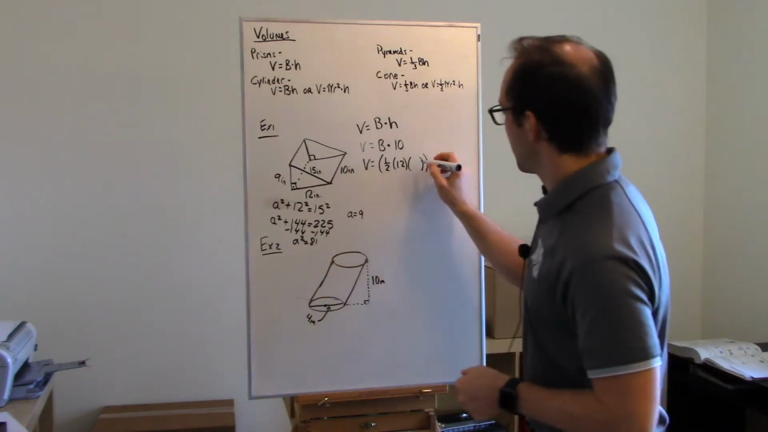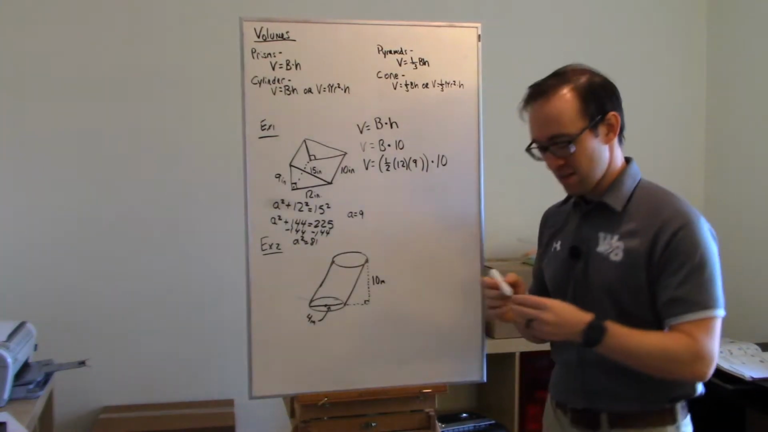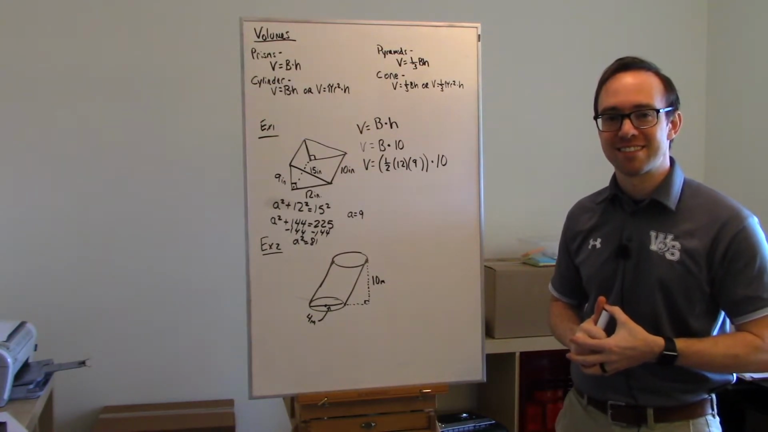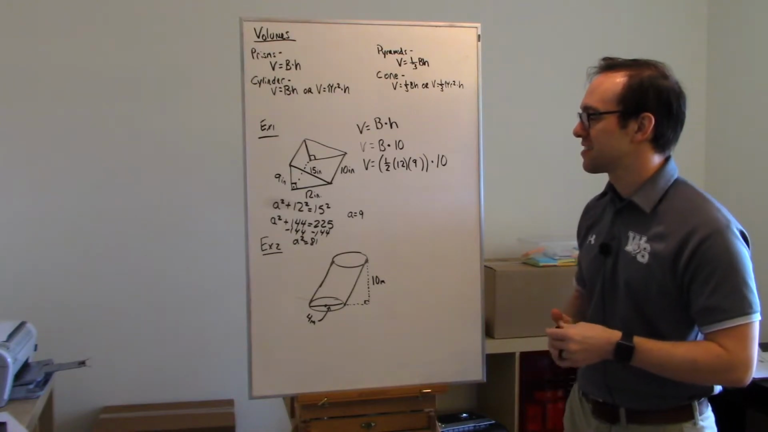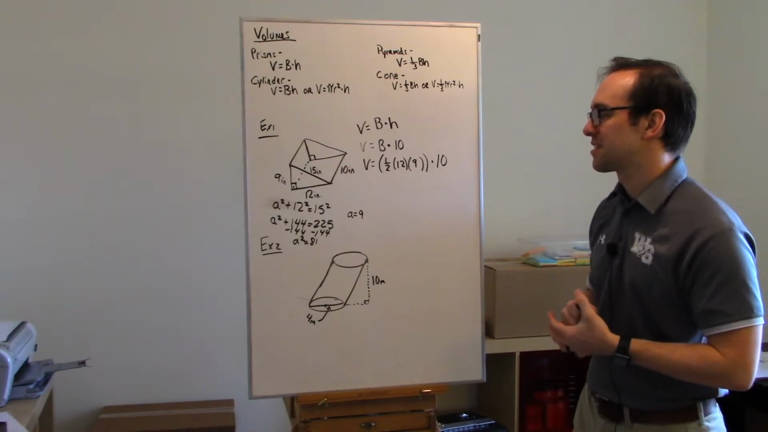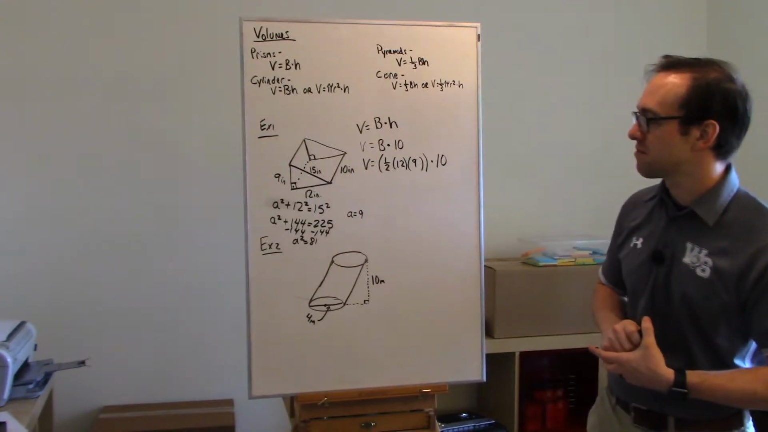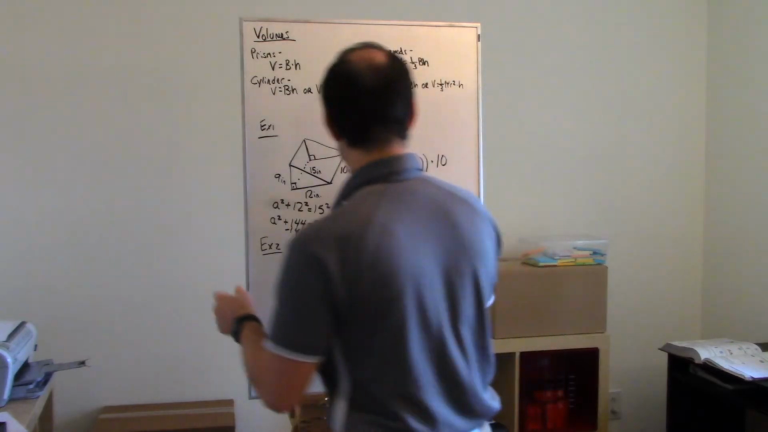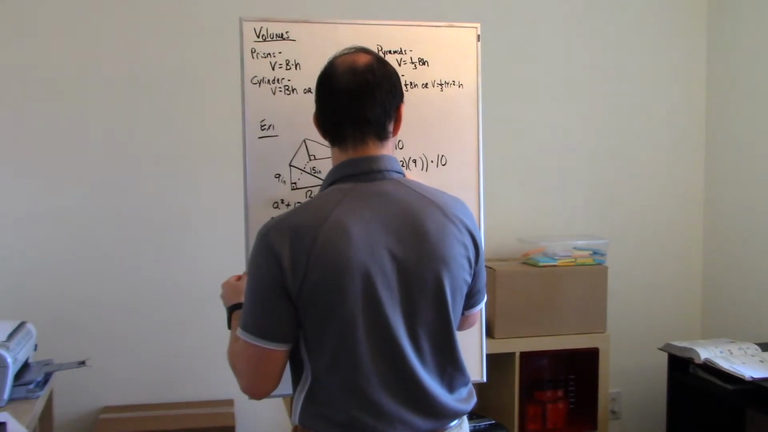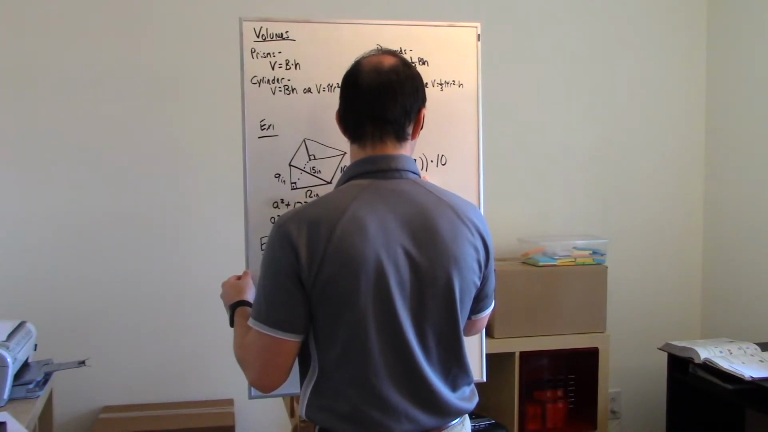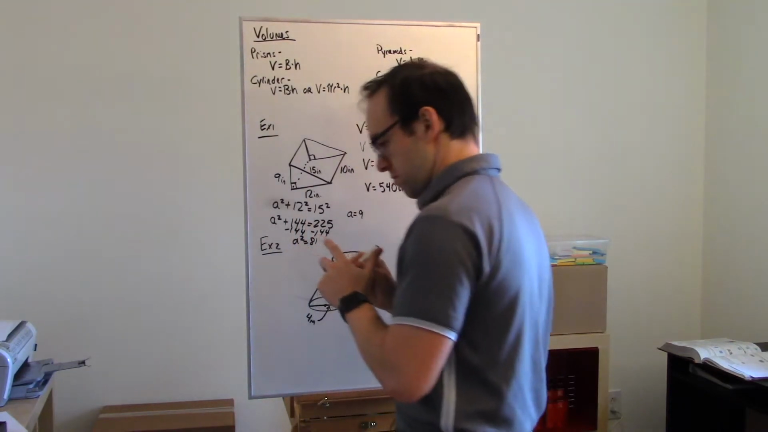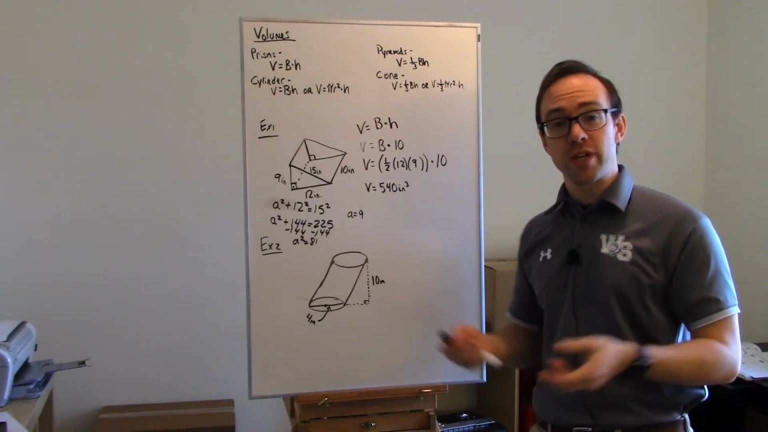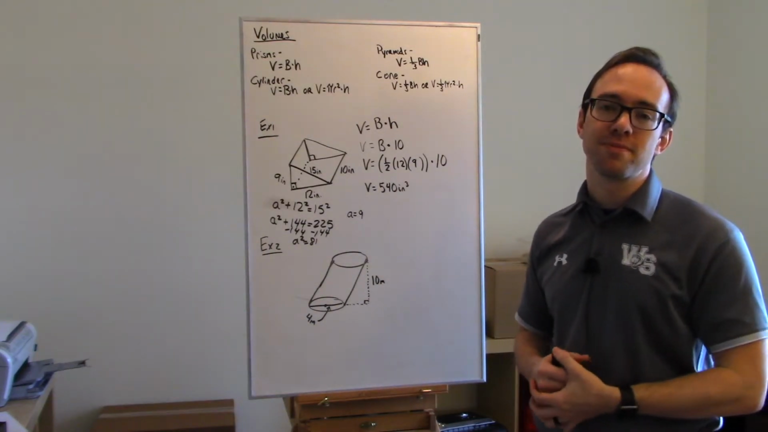So we go to our formula, put in 9, and calculate. So for the first example, our answer is 540 inches cubed.